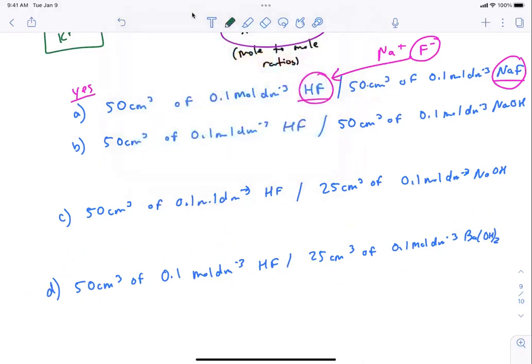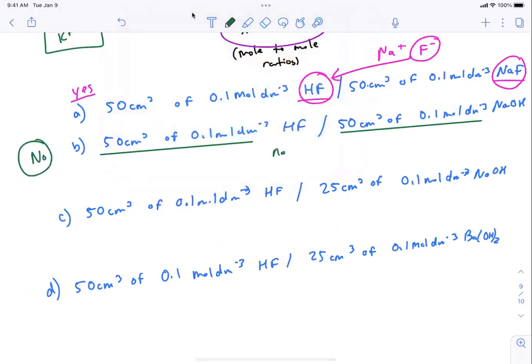Now, the second one is NaOH with HF. Okay. That could technically work, but you have to make sure you have less moles of NaOH than you do of HF. Now, because you have the same volume and the same molarity, you have the same moles of each. And the problem is it's a 1-to-1 ratio, so this is a no, because there will be no HF left, because all of it will react and it'll be completely neutralized.